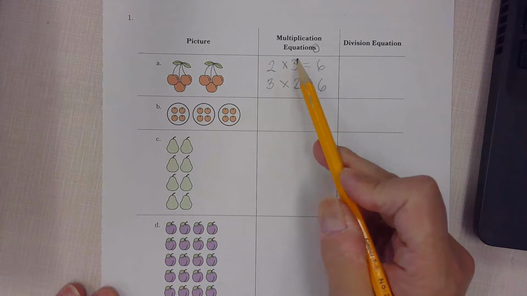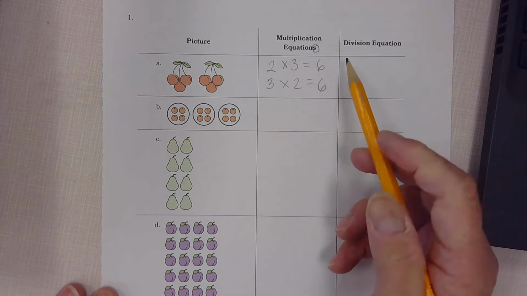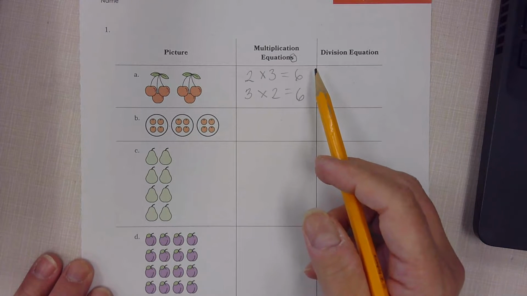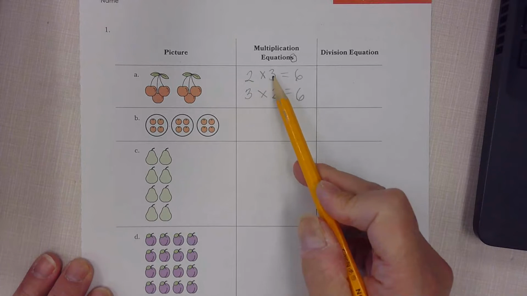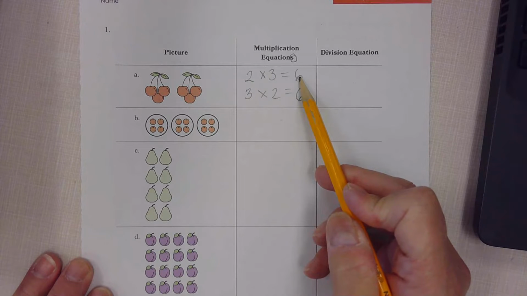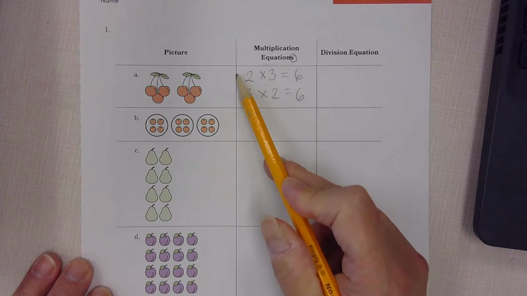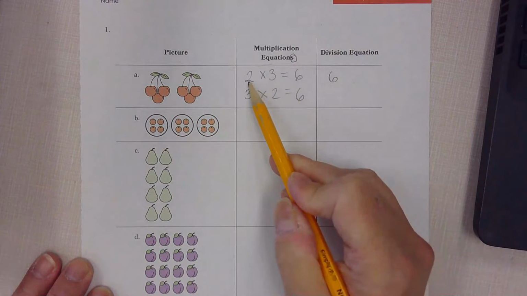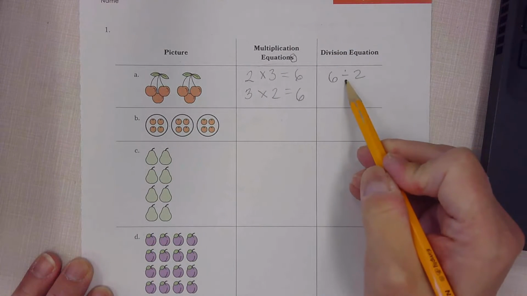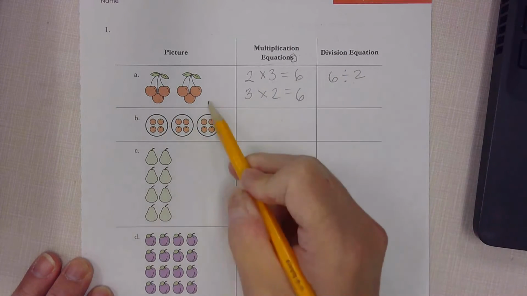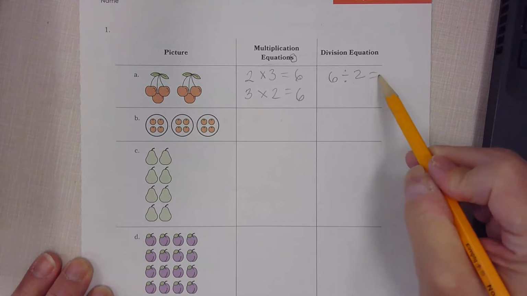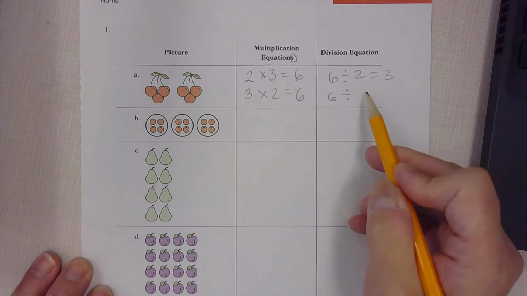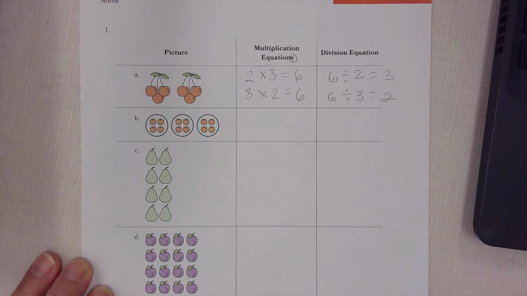We have the numbers 2, 3, and 6 because division is the reverse of multiplication, just like addition and subtraction are the reverse of each other. So if we know that 2 times 3 equals 6, then we should be able to take this fact family and take 6, which is the entire amount, and divide it by 2. If we take 6 and divide it by 2, we get 3 in each group. Or if we take 6 and divide it by 3, we get a total of 2 groups.